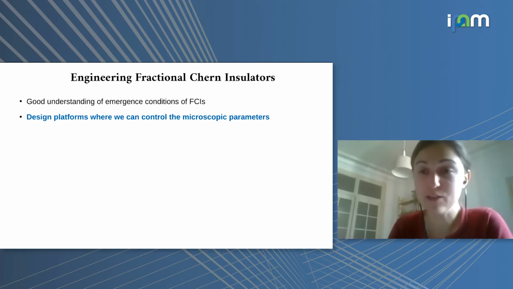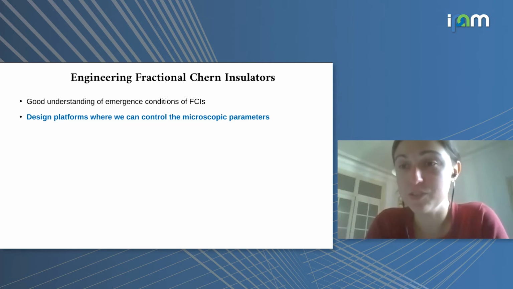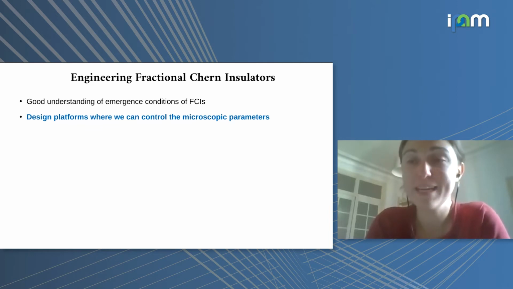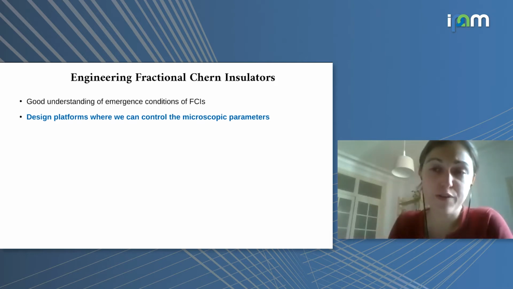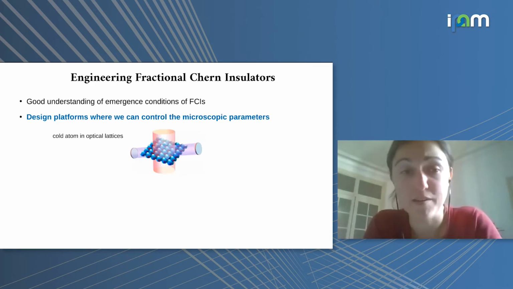So how do we find them? How do we realize them? So far we have a pretty good understanding of the microscopic emergence conditions of fractional Chern insulators, but we don't have a material where they emerge naturally. So it makes sense to design platforms where we can control the microscopic parameters in order to engineer these fractional Chern insulator phases. A very promising platform to do so is cold atoms in optical lattices.